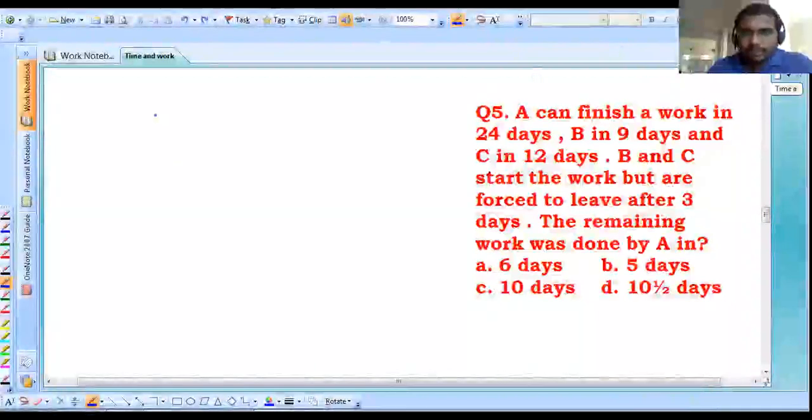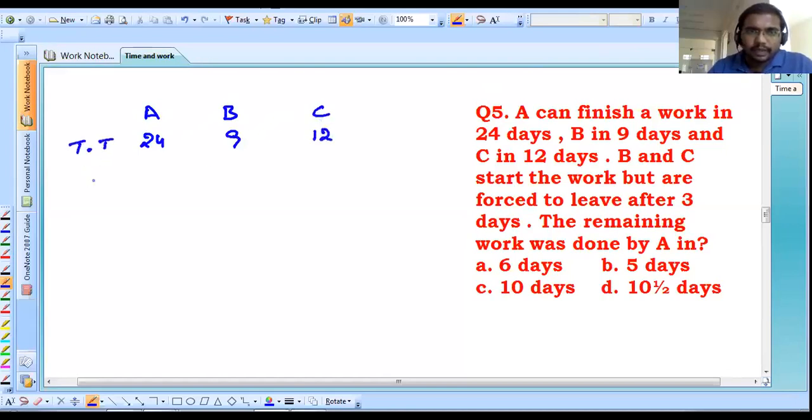See this question. A can finish a work in 24 days. B can do the same work in 9 days. C can do it in 12 days. This is time taken. Come to efficiency. 24, 9, 12. LCM you have to take. LCM of 9, 12, 24. This value is equals to 72.